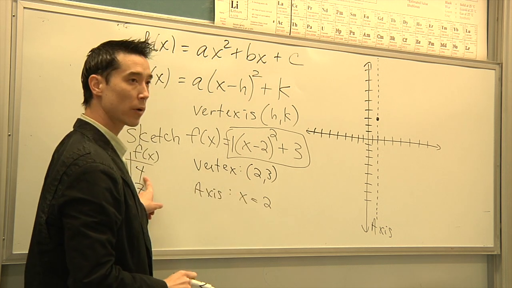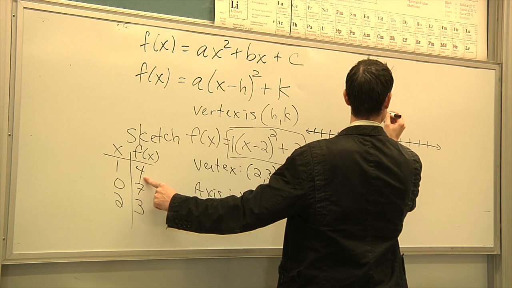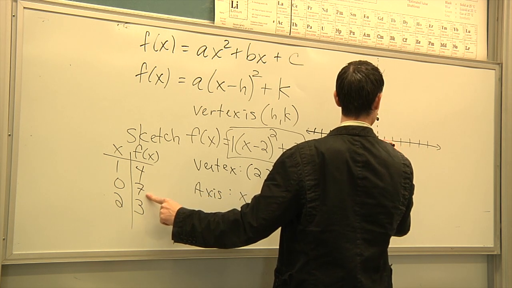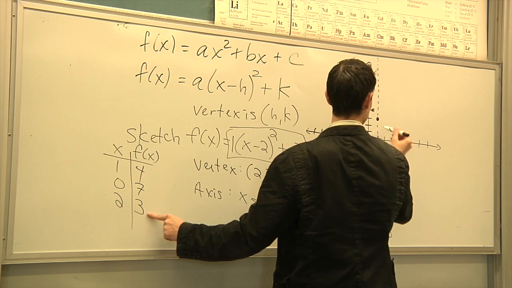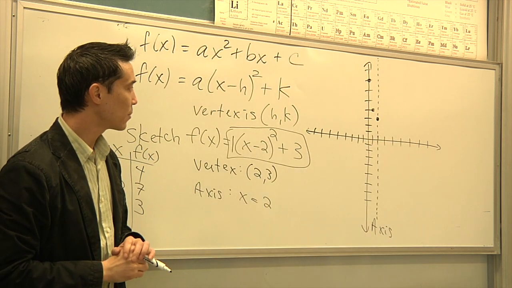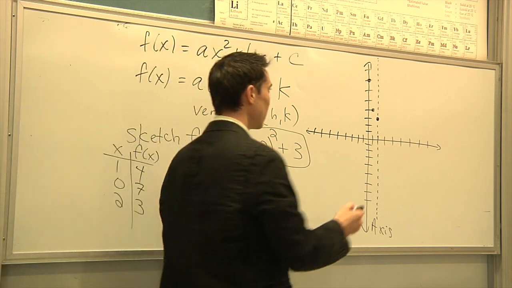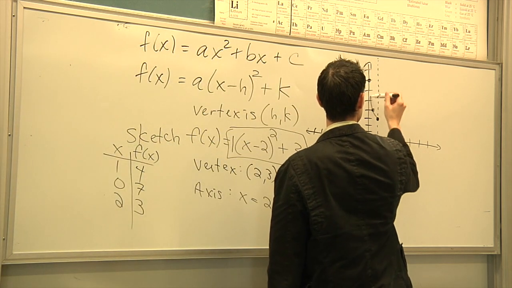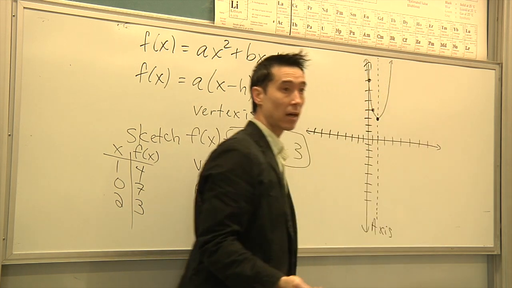Now let's plug in a couple more points. 1, comma 4. 0, comma 7. And 2 comma 3, which we already have. So notice, I know it's a parabola. I know it opens up. I know it's a perfect mirror image about this line. So I think that's plenty. Let's just do a little parabola and try to make it a perfect mirror about that line, and you're good.